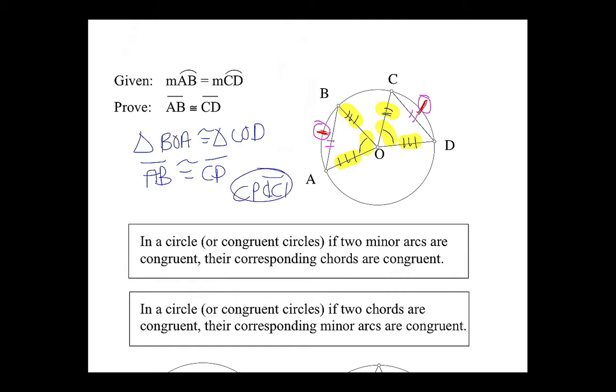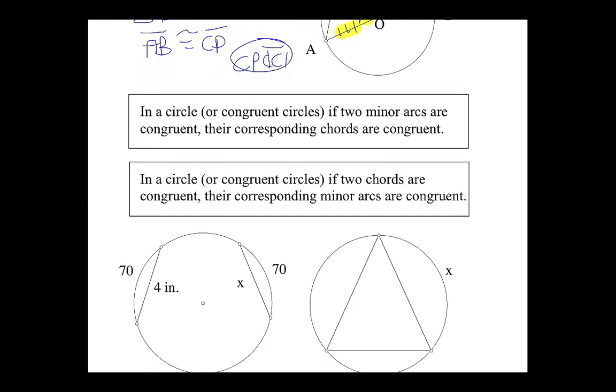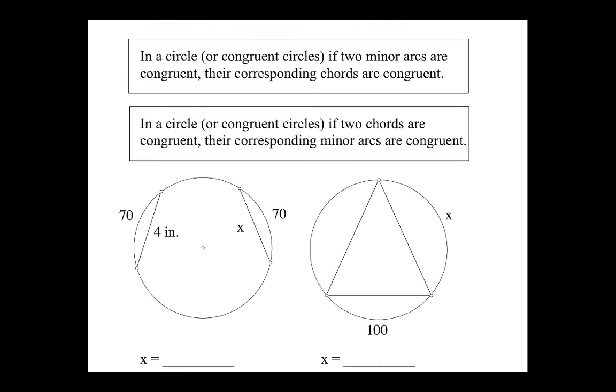That's a very useful theorem. So let's put that into words. We started with two congruent minor arcs, and we ended with two congruent chords on the circle. So when we put that into words, it looks like this. In a circle, if two minor arcs are congruent, their corresponding chords are congruent. And vice versa. If two chords are congruent, then their corresponding minor arcs are congruent.